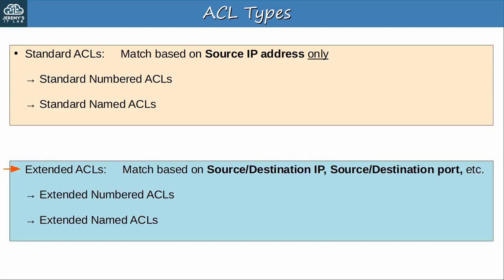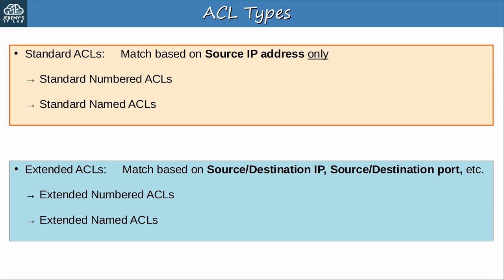In addition to standard ACLs, there are also extended ACLs. These are more complex and can match based on source and/or destination IP address, source and/or destination port numbers, as well as some other things. Like standard ACLs, there are numbered and named versions of extended ACLs too. As I said in the beginning of the video, today we'll focus on standard ACLs. All of the examples so far have been standard ACLs, filtering packets only based on their source IP address.